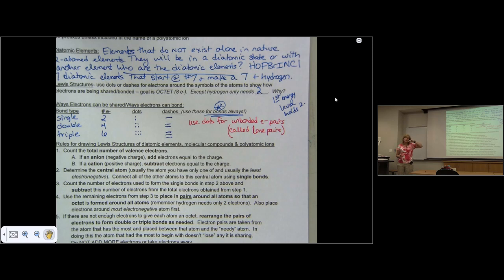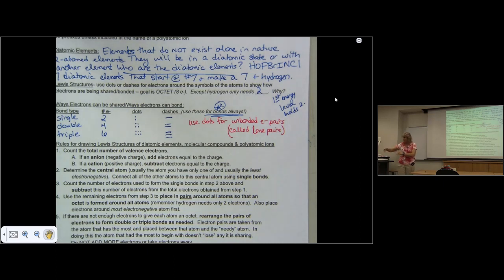What's the goal again for everyone except hydrogen? 8. What's the maximum that can be shared based on what I'm showing you here? 6. What does that mean? That means you can't share everything. Do you follow what I'm saying? You can share up to 6 electrons between 2 atoms.